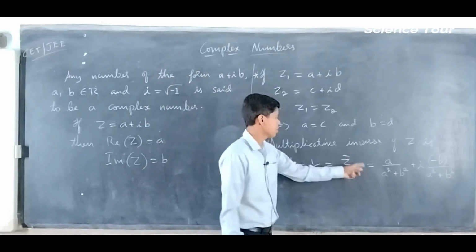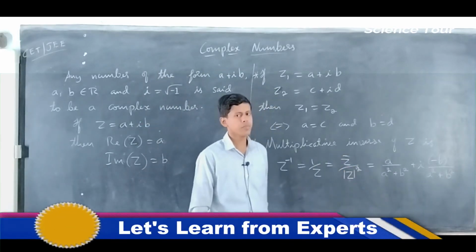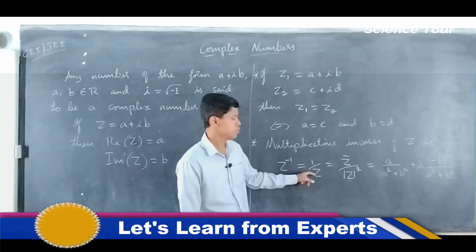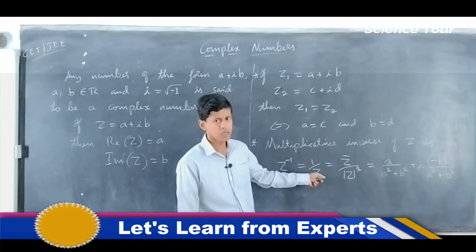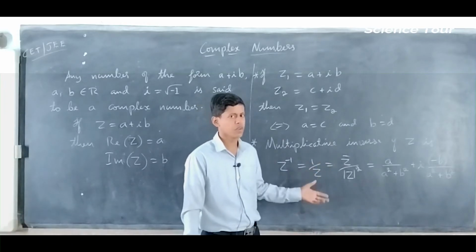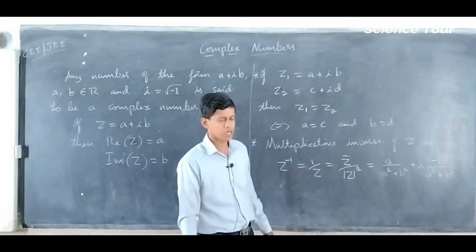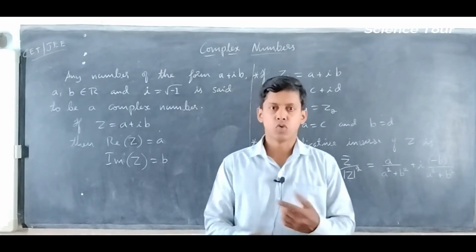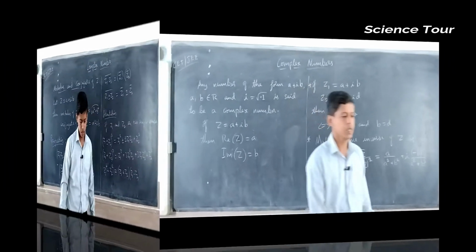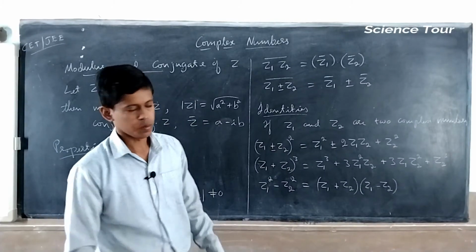You can just remember this formula and get the answer very quickly. Otherwise, you have to divide and then multiply and divide by the conjugate of z, rationalize it and then simplify. Then also you can get the answer if you don't remember the formula. Well, so let's move on to the next concept of complex numbers.